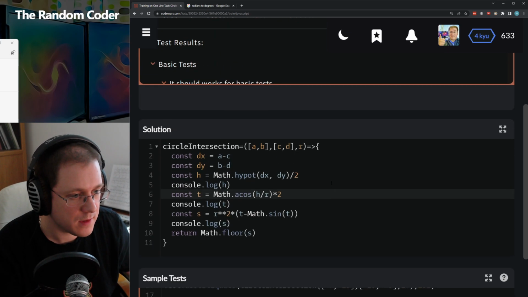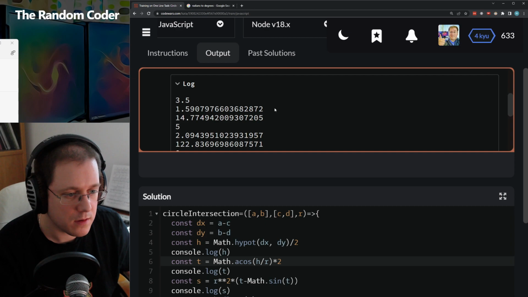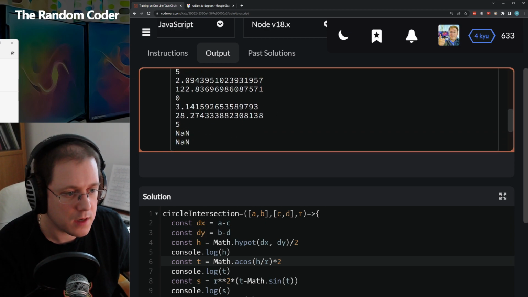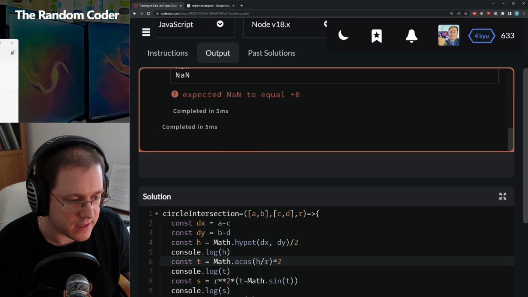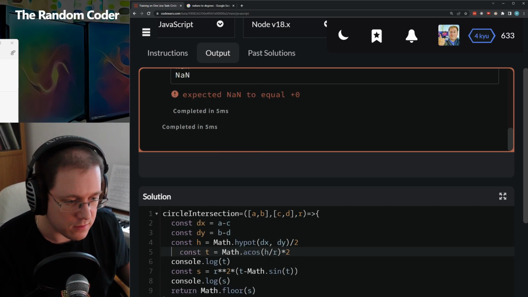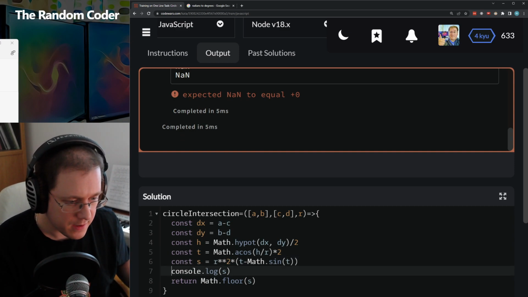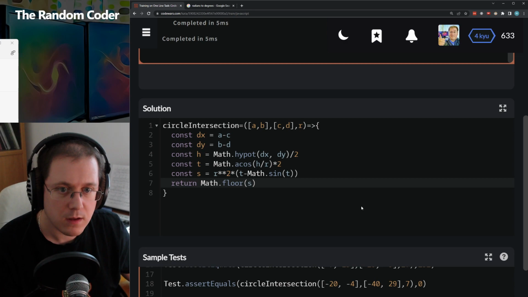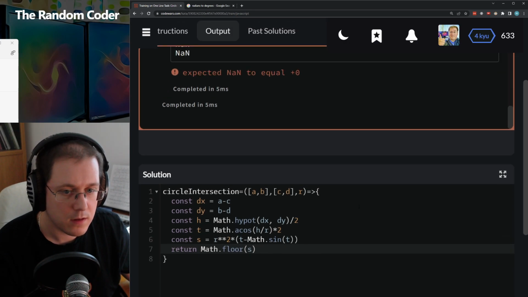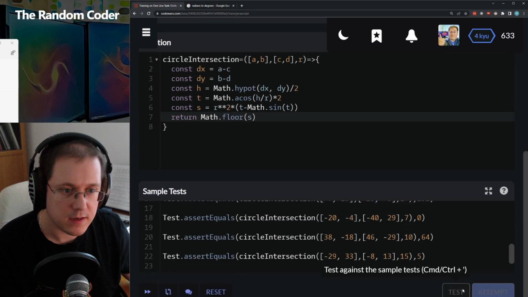Test. Okay, well, we've got a lot more output, which actually is good. We've got 14 here, which is correct. And this has moved on to the next test, so it's passed that test. Right, so we can kill that one. Kill that log. And let's test it again.